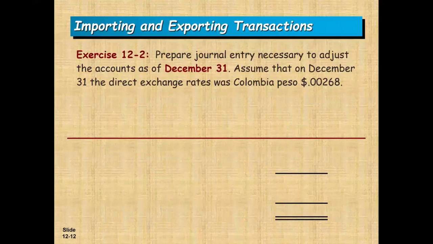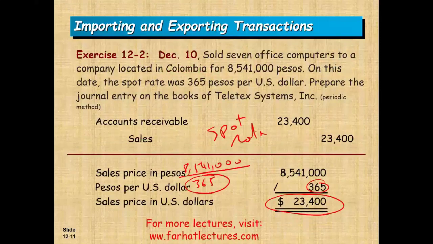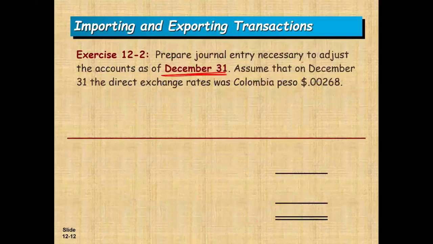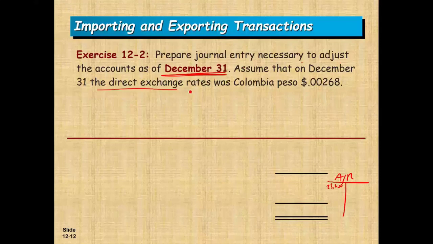Now, let's take a look at the transaction on December 31st, because this is the balance sheet date. Prepare the journal entry to adjust the account as of December 31st. Now, what I want you to do is create a receivable, a T account for accounts receivable. I'm just going to put it right here. We have in that receivable 23,400. So on the side, on a piece of paper, write 23,400. Now, assume on December 31st, the direct exchange was 0.00268.